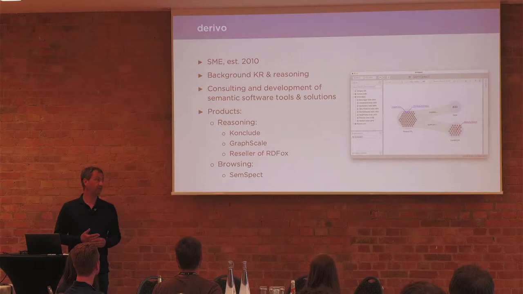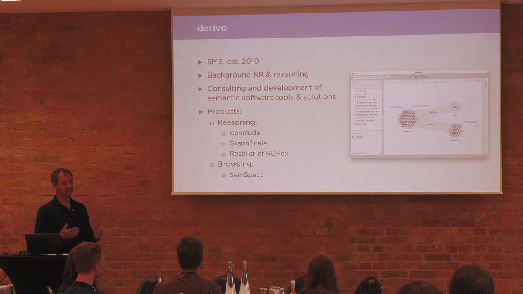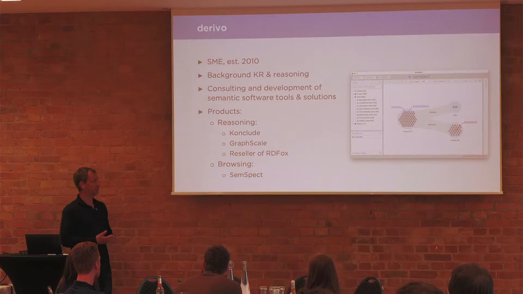The invention behind GraphScale is that it builds a kind of summary graph in memory and uses a reasoner to reason about this in-memory graph, and then propagates back the consequences to the underlying store.